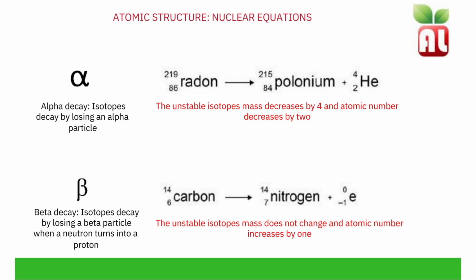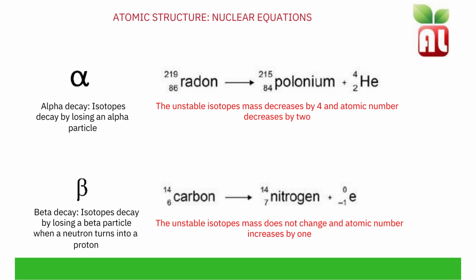The unstable isotope radon-219, atomic number 86, undergoes alpha decay, losing an alpha particle of mass number 4 and proton number 2. Therefore, the mass number will decrease by 4 units and the atomic number will decrease by 2, giving us a new atomic number of 84, which will represent the element polonium, mass number 215.